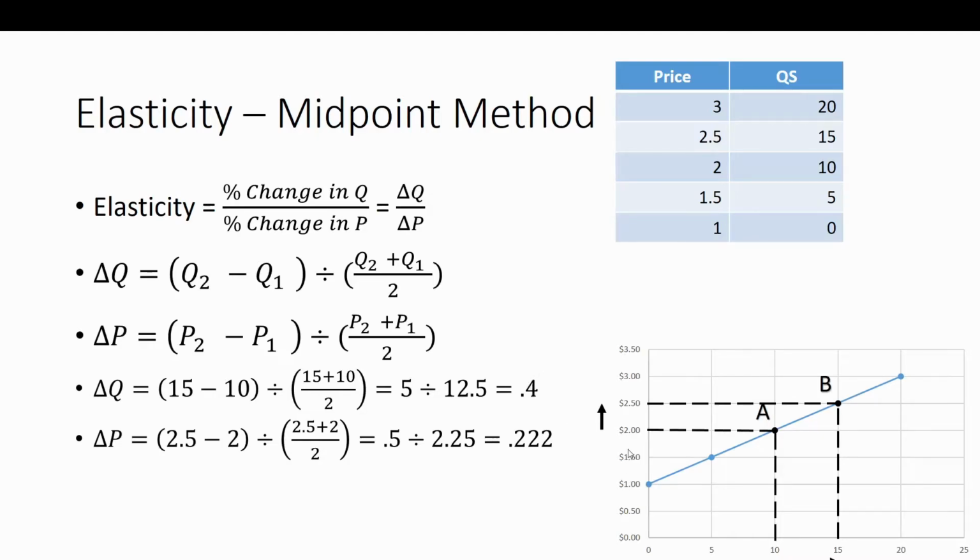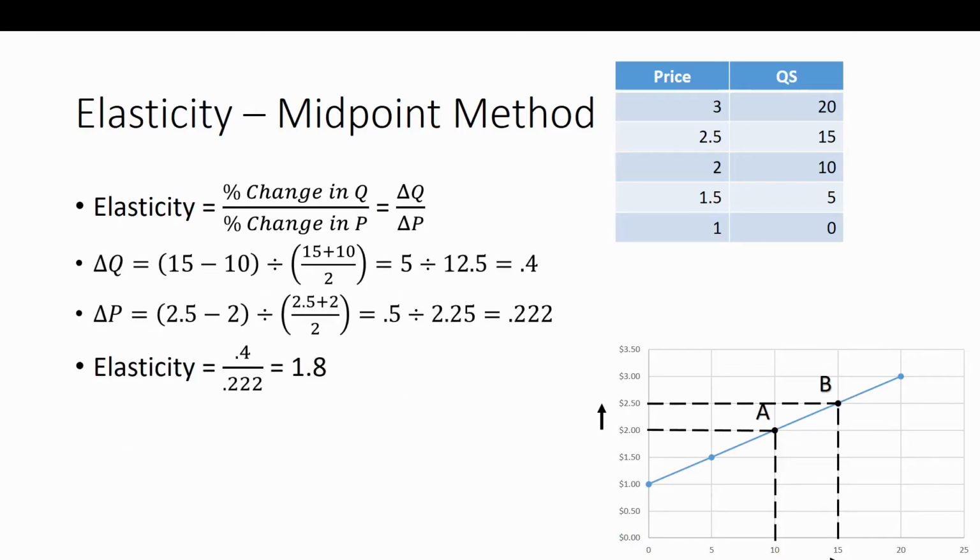And our change in P, so we move up. P2 is going to be $2.50, and P1 is $2. So we plug those numbers in, and we get 0.5 divided by 2.25, or 0.2222, right? So the elasticity there is going to be 0.4 divided by 0.2222, or 1.8, sorry, right? So our elasticity of supply is going to be 1.8.